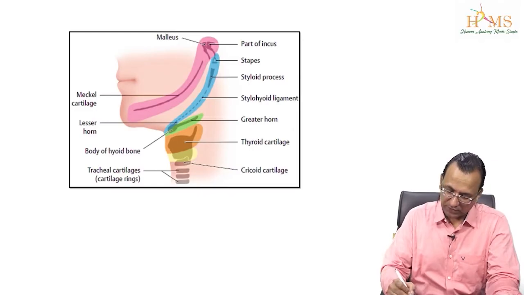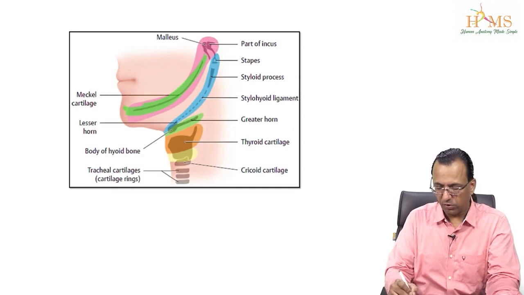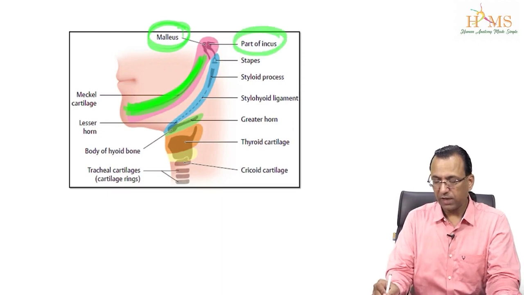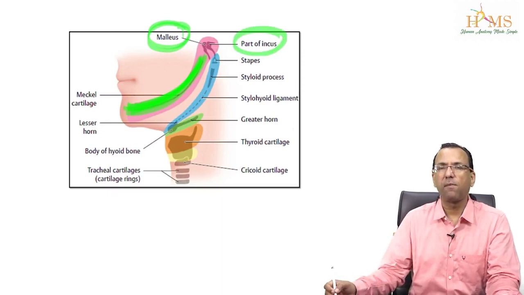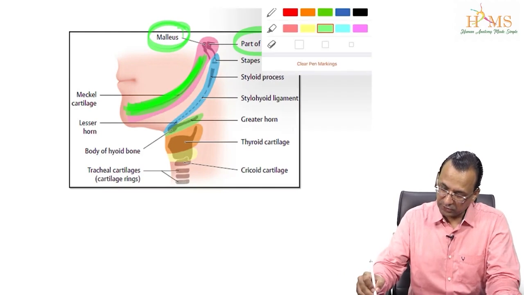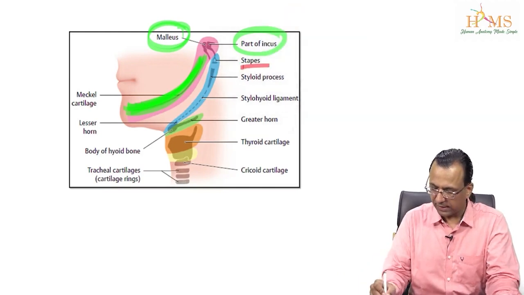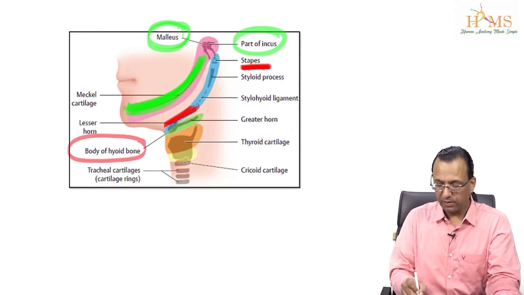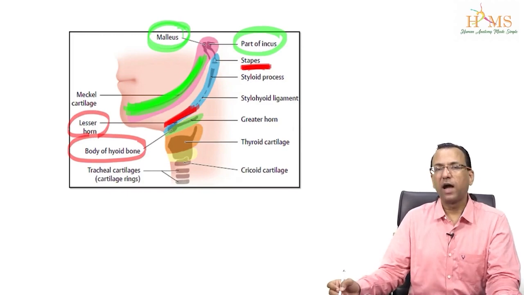Pharyngeal arch 1. Here's the explanation. The first arch will form the mandible bone. Not only the mandible bone, it will also form the malleus bone and the incus bone, which are in the middle ear cavity. Then who is forming the stapes? Actually, the stapes will develop in the second arch, along with the upper part of the hyoid bone, along with the lesser horn of the hyoid bone.